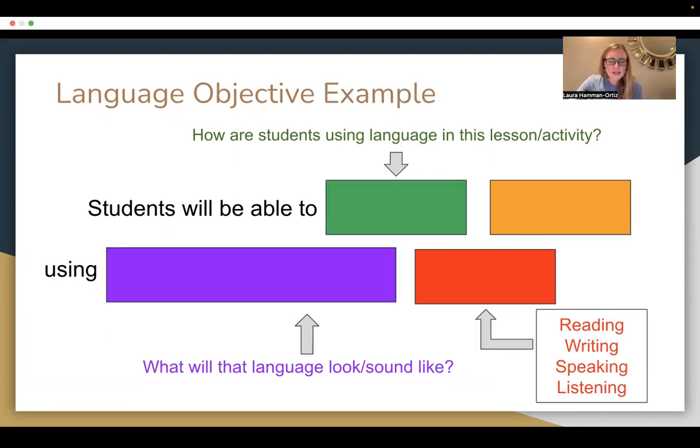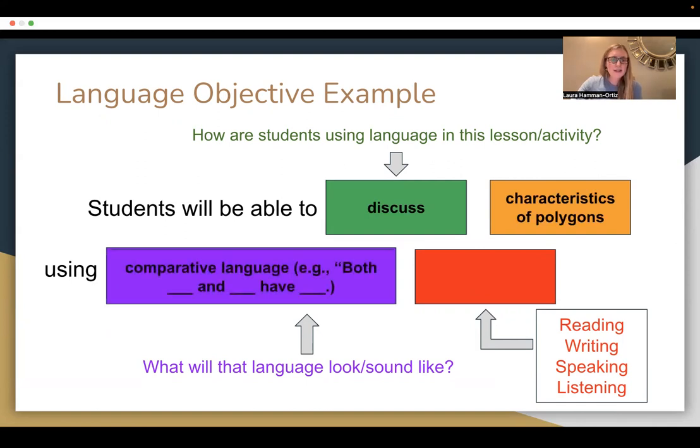So here's an example now. Students will be able to discuss characteristics of polygons. There's my content connection. Using comparative language, such as both blank and blank have blank. And I always like to give some examples of what the forms might look like in parentheses, just for my own planning, to give myself an idea of where I'm heading in the lesson. What I share with students might not include the examples, but I find it to be a helpful tool for planning. And then in the domain, in speaking. So students are doing this orally.